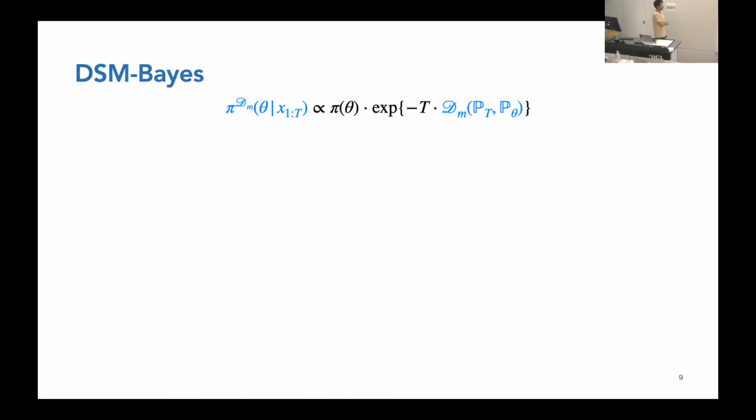How do we plug it into the Bayes update? I will now present the proposed DSM Bayes, which is basically plugging the diffusion score matching that we presented before into the expectation in the exponential over there.